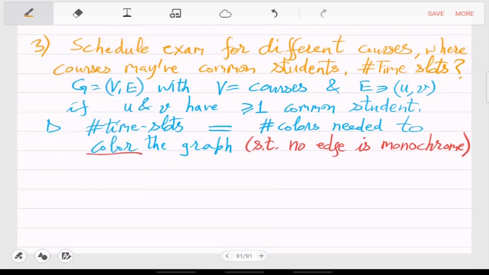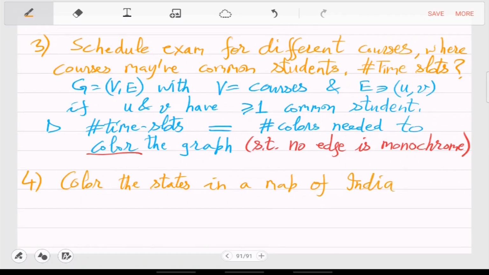Another similar practical situation happens when you want to color a map. So color the states in a map, let's say in a map of India. Coloring a map again has the constraint that the states which are adjacent should not be colored the same, right? They should get different colors. So how many colors are needed to color the map of India? Minimum number of colors.